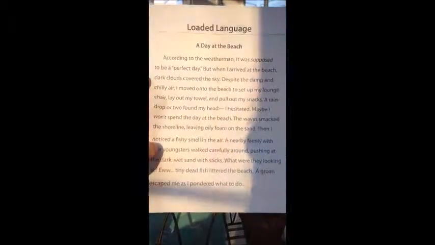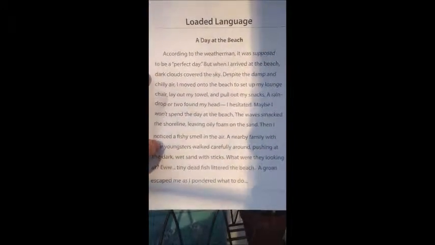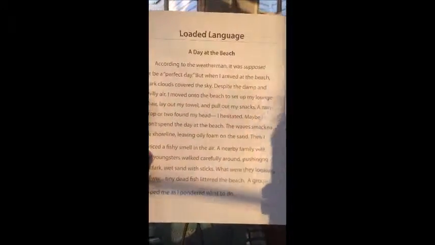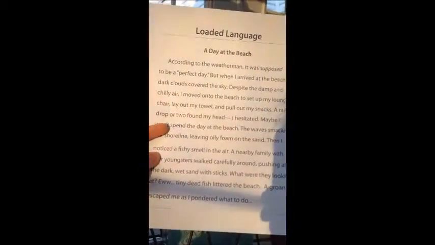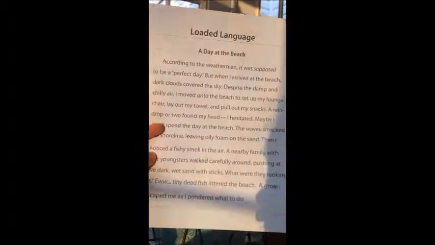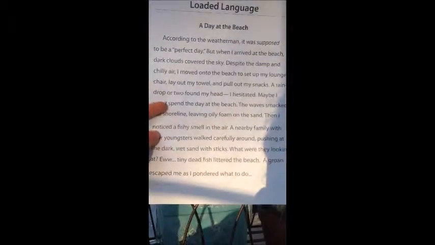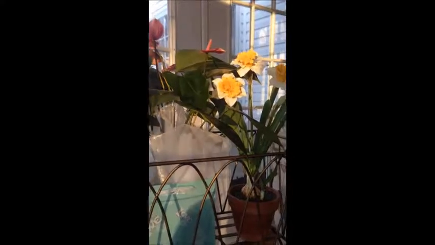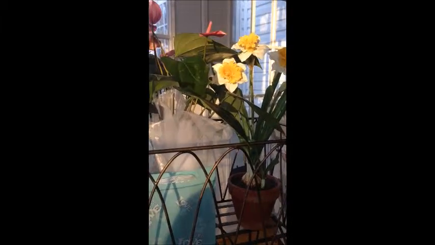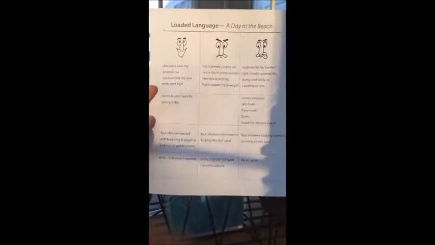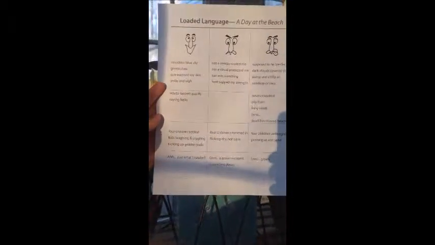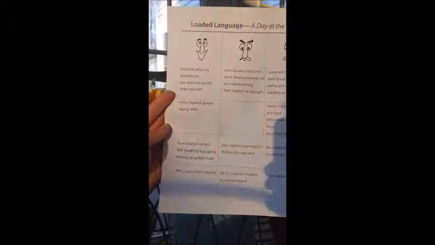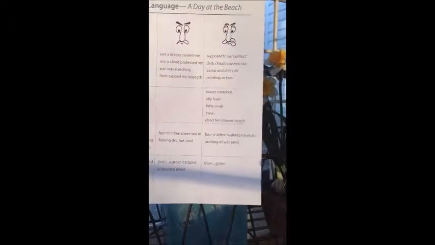And here you have your third example. According to the weatherman, it was supposed to be a perfect day, but when I arrived at the beach, dark clouds covered the sky. Despite the damp and chilly air, I moved onto the beach to set up my lounge chair, lay out my towel, and pull out my snacks. Again, you can see an even more negative example. The final part of this activity, you can see that you have these phrases from the first paragraph, the second paragraph, and then from the third paragraph, and the differences in the variation between them.